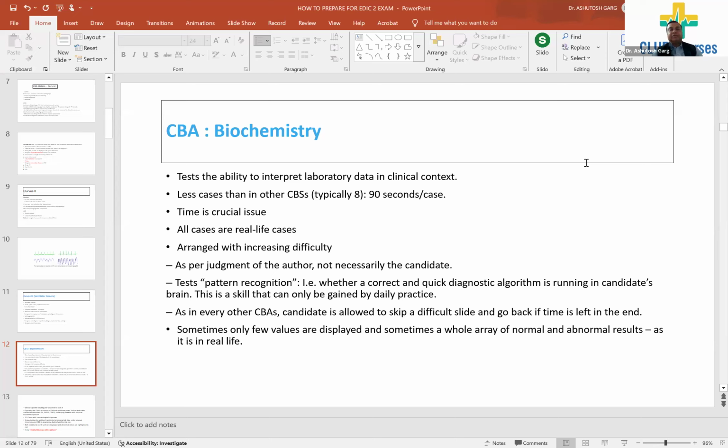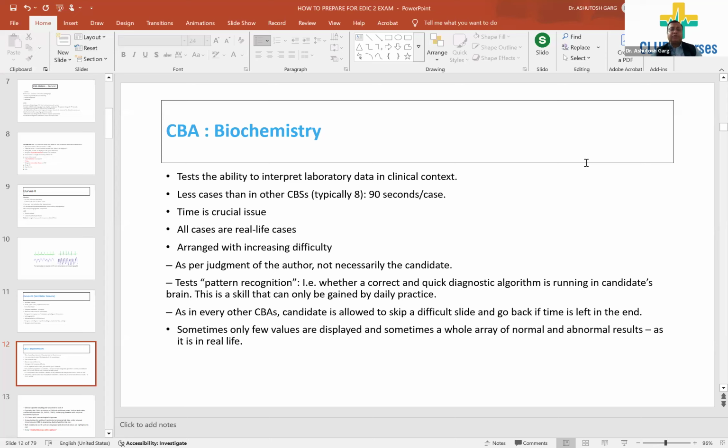The second computer-based assessment station is biochemistry. They will test your ability to interpret laboratory data in clinical context. So there are fewer cases than in other stations, because there are long questions, so you need more time to read these type of questions. So there is usually 1.5 minutes or 90 seconds per case. So usually 8 cases in 10 to 12 minutes.